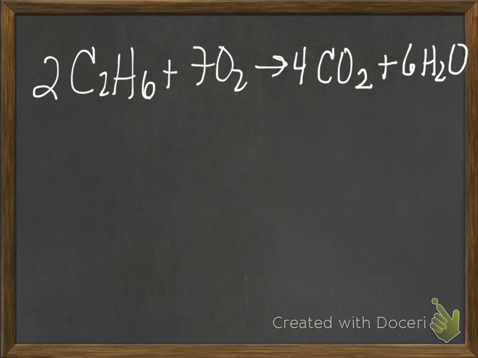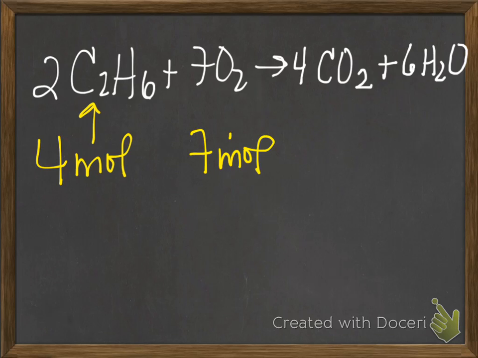Okay, if I tell you that I have 4 moles of this and 7 moles of oxygen, which one of those things is going to control how much product you can make?